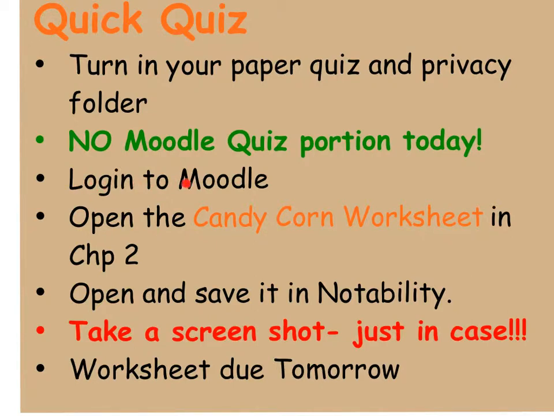Instead, you're going to log into Moodle when your quiz is finished, and you're going to open the Candy Corn Conversion Worksheet, which is found in Chapter 2. I want you to open it and save it in Notability. And then after you complete your work, if you haven't done the work on a separate sheet of paper, please make sure you take a screenshot just in case, so it's on your camera roll that I can see your answers. This worksheet then is due tomorrow, and you can work on it for the rest of the class period.